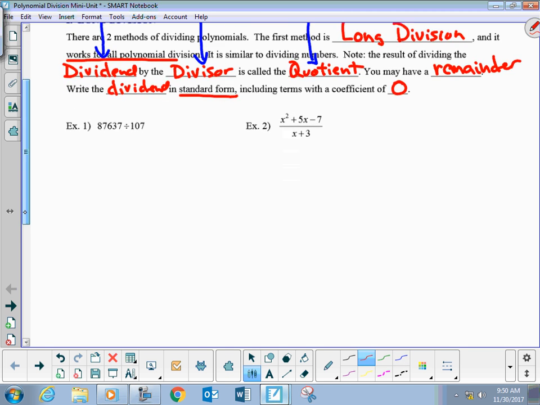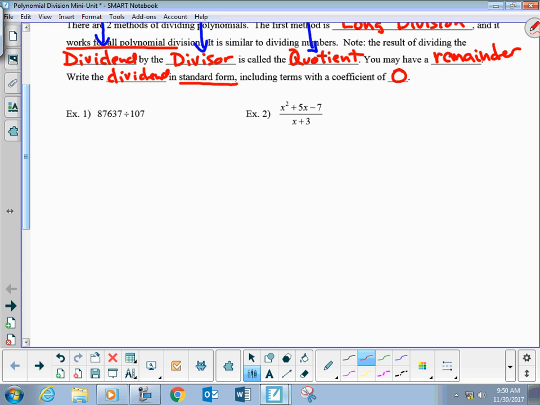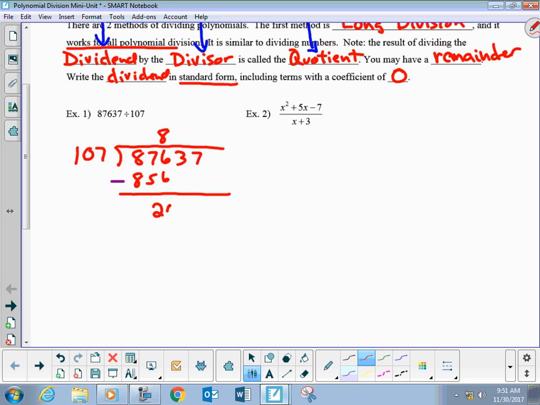So let's start with what we do know. Example 1. 107 divides into 87637. We know how to do that, right? We took 107 and divided it into the first 3 numbers. That's going to go in 8 times. And when we did 8 times 107, I got 856. Then what did I do? We subtracted, didn't I? I would subtract, and when I do, I get 20.